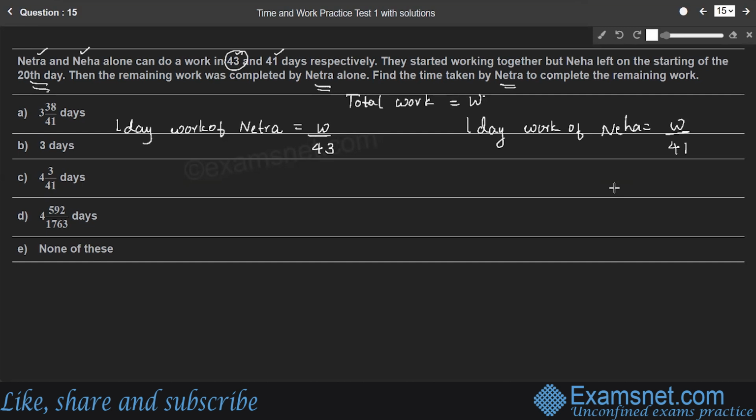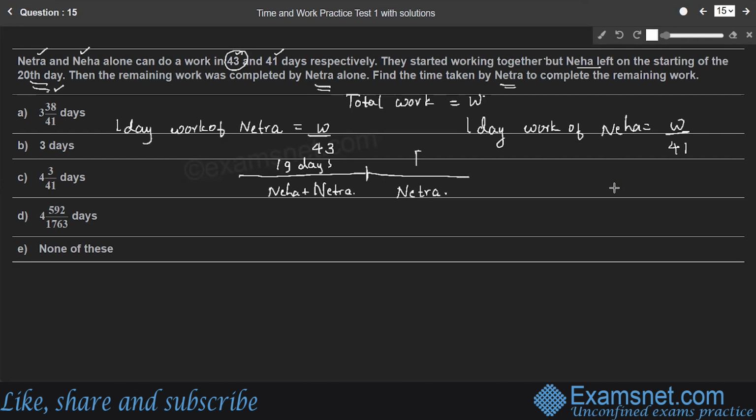They started working together, but Neha left at the starting of the 20th day. That means they worked together for 19 days. For the first 19 days, both of them worked together, Neha plus Netra. So after 19 days, who left the work? Neha left the work. So Netra has to complete the remaining work.